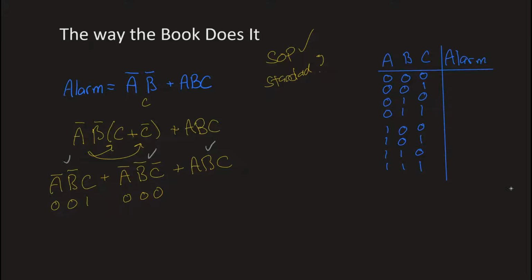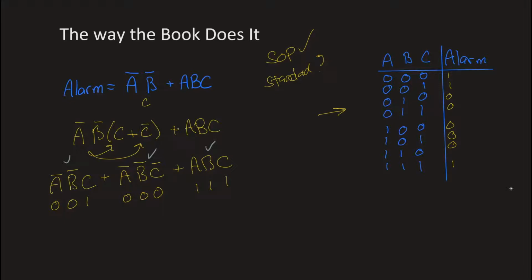And finally, this last one will be true when A is 1, B is 1, and C is 1. And so now when I want to fill out this truth table, all I need to do is go to those rows. So it will be true at 0, 0, 1, it will be true at 0, 0, 0, and it will be true at 1, 1, 1. Everywhere else we know has to be false. And so we've really quickly filled out that truth table without having to do any extra work.